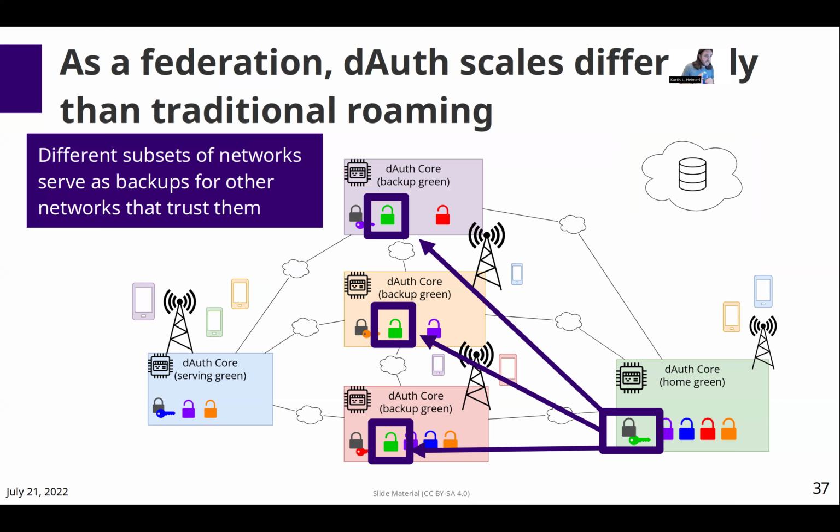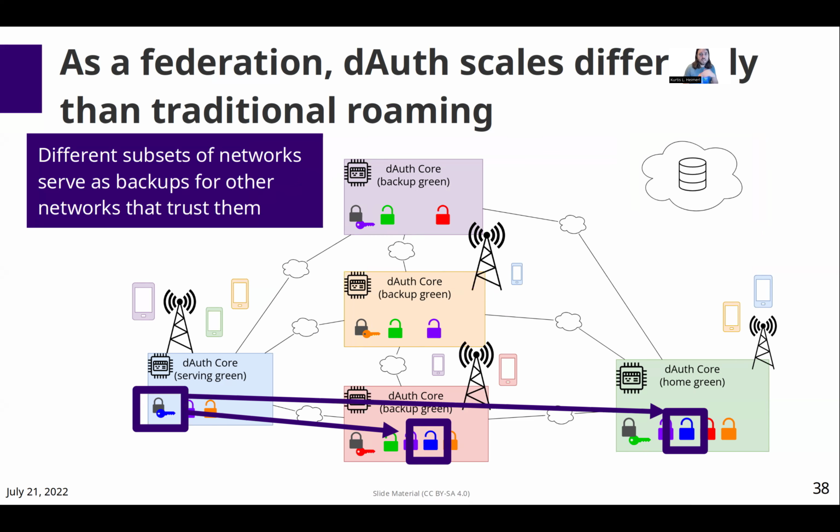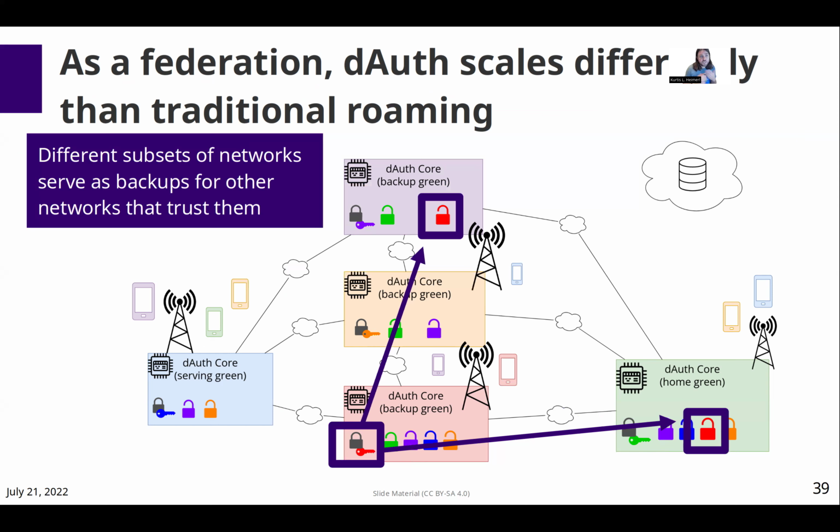An important point to make as well is that different networks can have different sets of backups. These are all configurations they can make. The green network here selects these, for instance, the blue network selects these, and the red network selects these. And it can choose those both for security and performance reasons. You might pick a set of networks near you geographically in order to improve the latency of the communication in this authentication scheme.